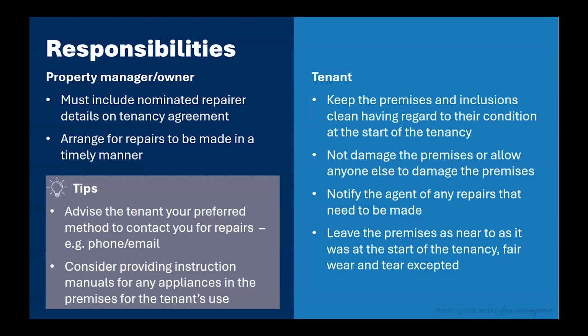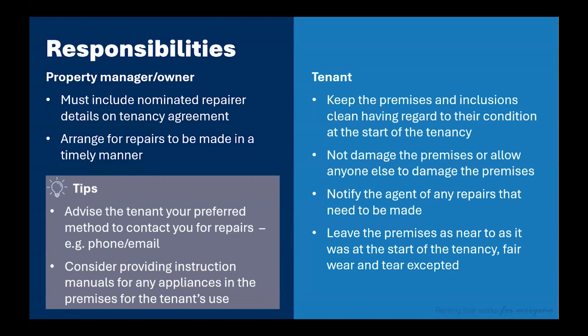So now that we're aware of the property manager or owner's requirements about how the premises needs to be given to the tenant, let's have a look at some of the other responsibilities of the parties throughout the agreement. A general tenancy agreement or movable dwelling agreement must include contact details for the nominated repairer for the tenancy. This can be the property manager or owner, but consideration needs to be given as to whether they are always available and the best option.